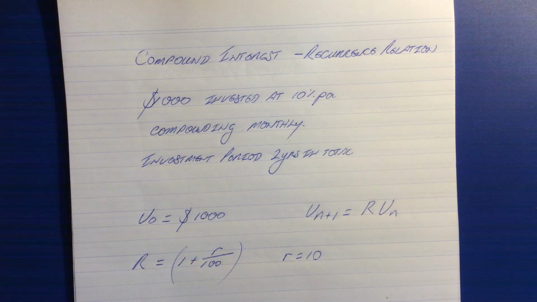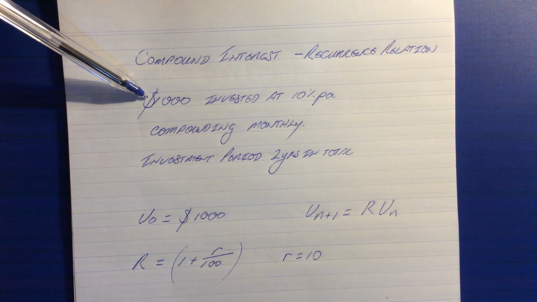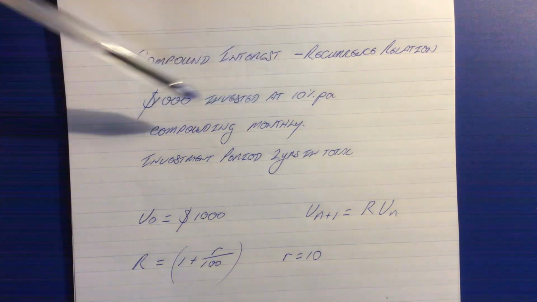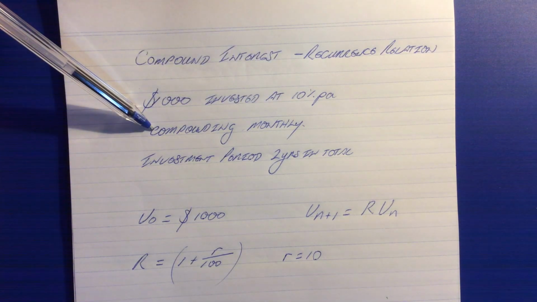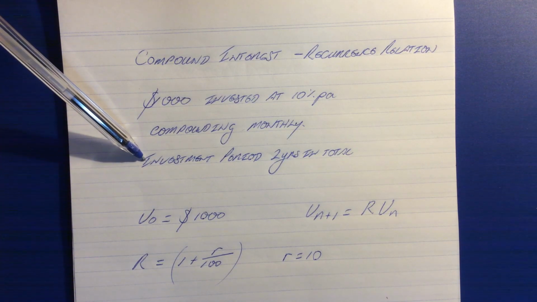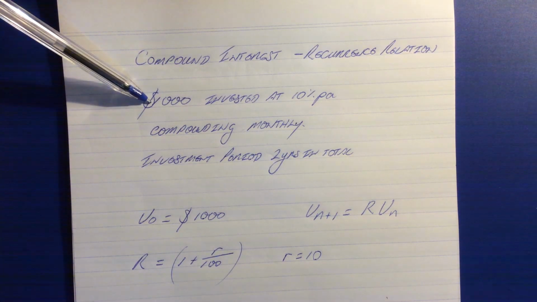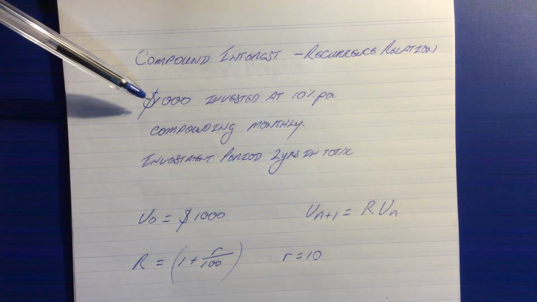Now here's our problem. We've got $1,000 invested at 10% per annum. It is compounding monthly. And our total investment period is 2 years. And what we want to know is, what will this $1,000 be worth at the end of that time?